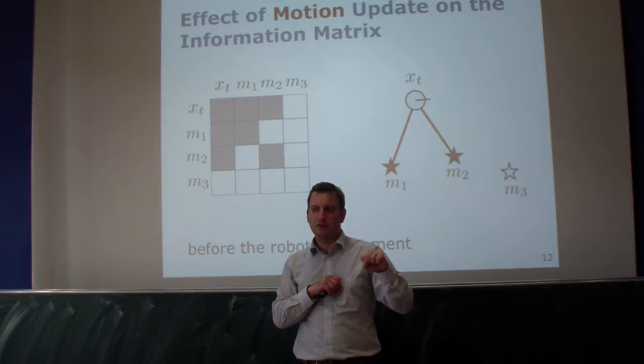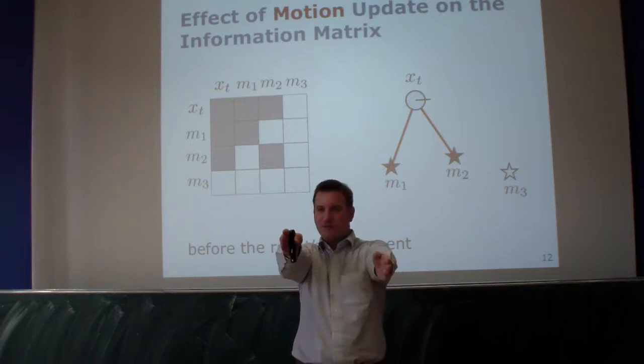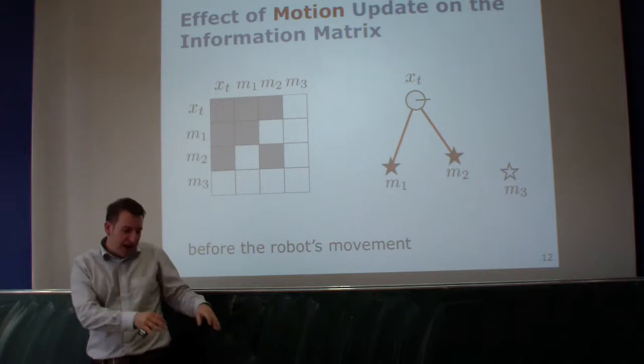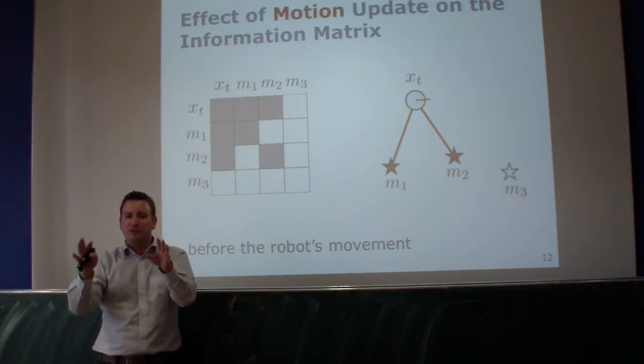Given I'm standing here, observe Ramin, it's feature number one. Observe Olga, it's feature number two. So I observe you. And now I move somewhere else, with increasing my uncertainty. So I'm less certain. Let's say I have super huge uncertainty in my motion, so I can be completely far off. What do I still know about you two guys?